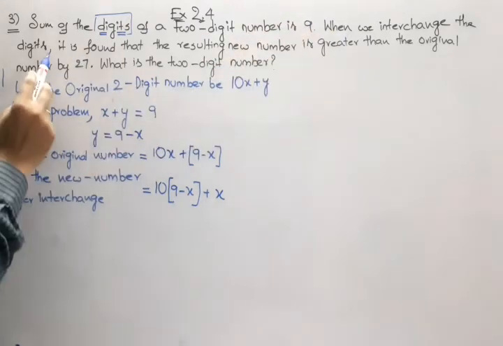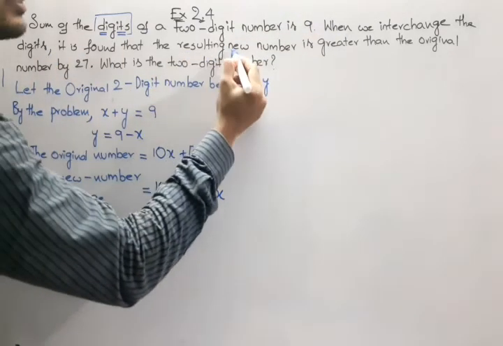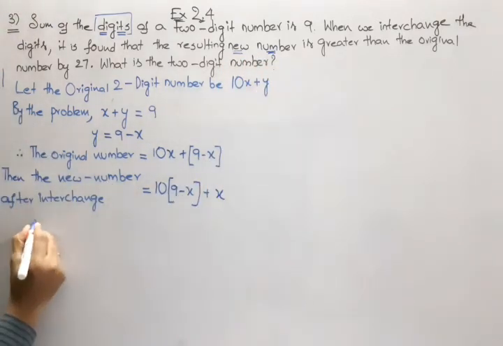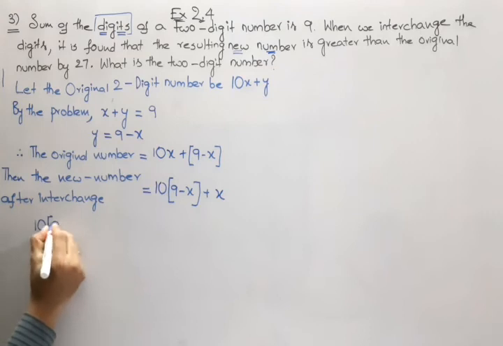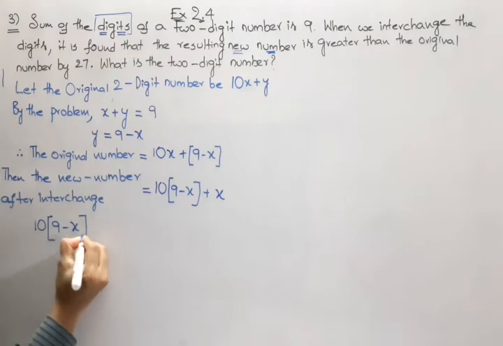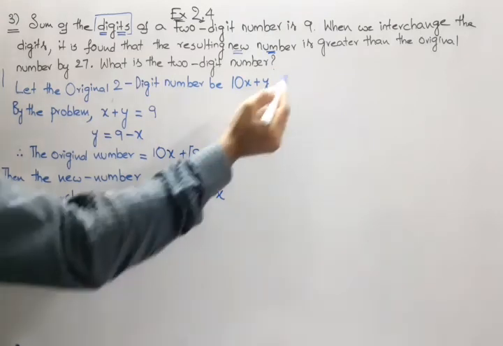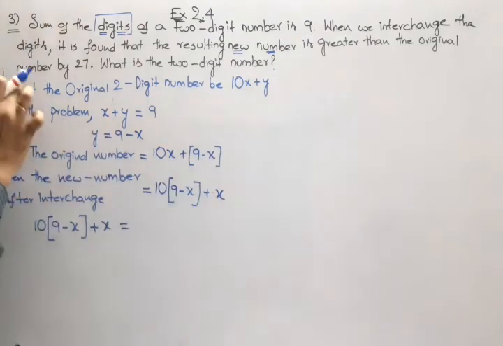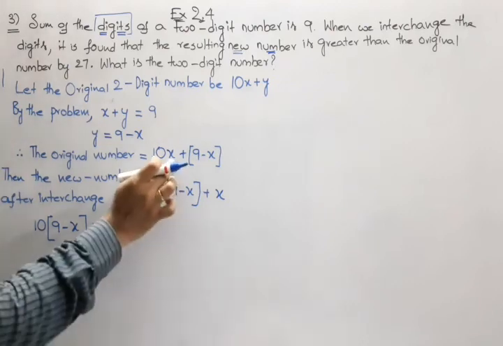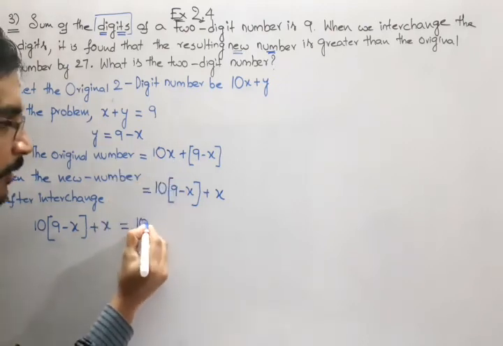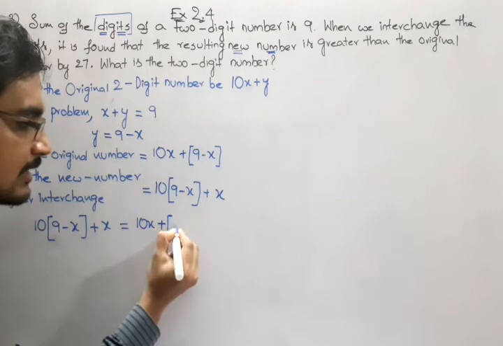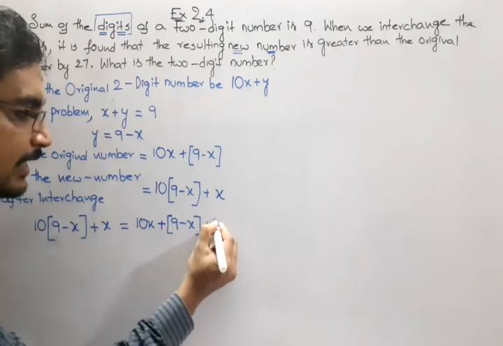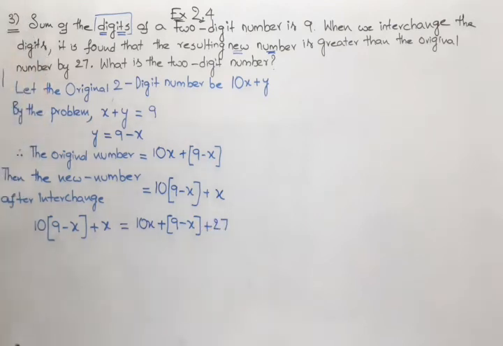When we interchange the digits, it is found that the resulting new number is, what is the new number? 10 into 9 minus x plus x is greater than the original number by 27. What is the original number? 10x plus 9 minus x. How much greater is it? Greater means plus 27.